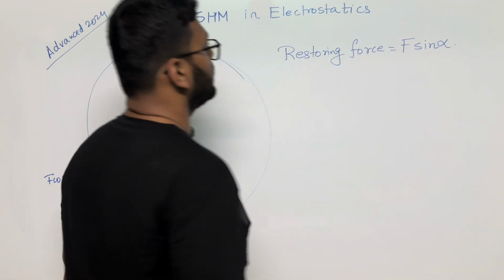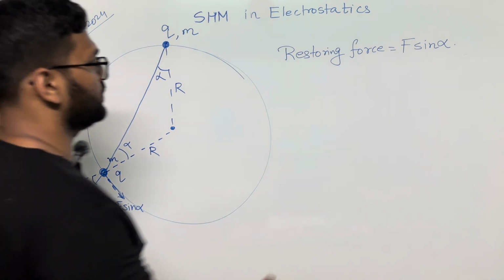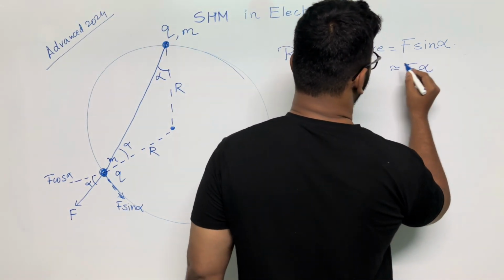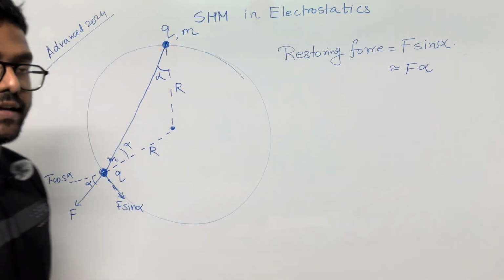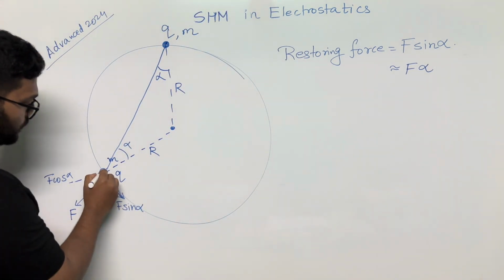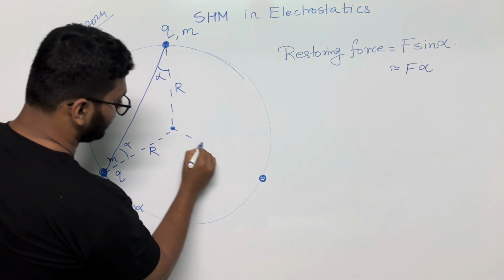Since the angles we are dealing with are very small, since it is a small oscillation, I can write this as F into alpha, because sin alpha becomes alpha for small angles. You know that approximation, right? Now this charge will come all the way up to this, and it will be here.